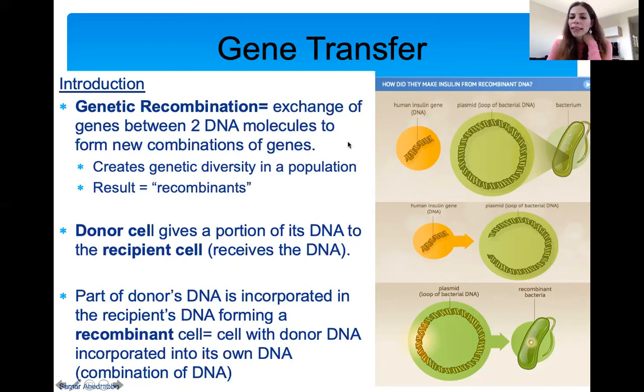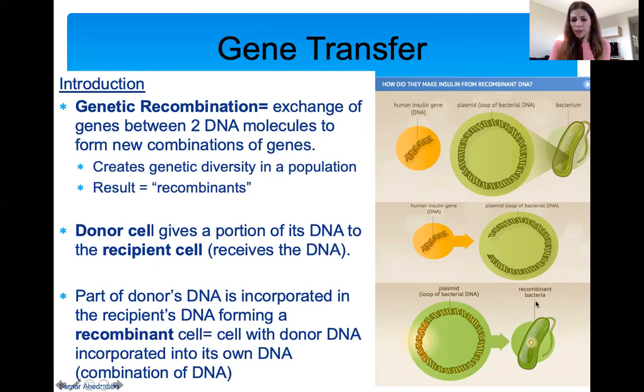So one way that we get recombinant DNA is the human insulin gene that comes from humans. We incorporate it in bacteria's DNA. And once this human insulin gene is put into bacteria's DNA, we have a recombinant cell because this cell has a combination of human DNA and bacterial DNA, DNA from two organisms. And once you put that DNA back in the bacteria, this is called a recombinant bacterial cell.